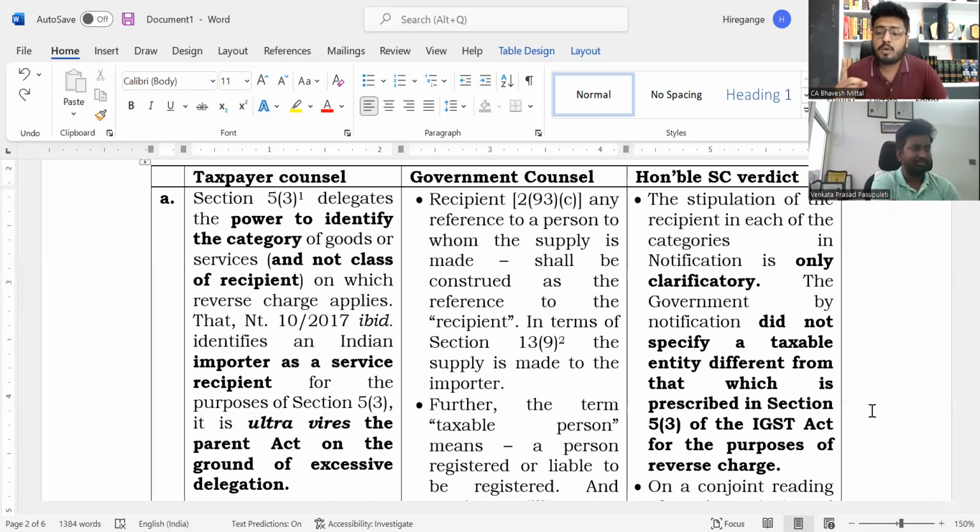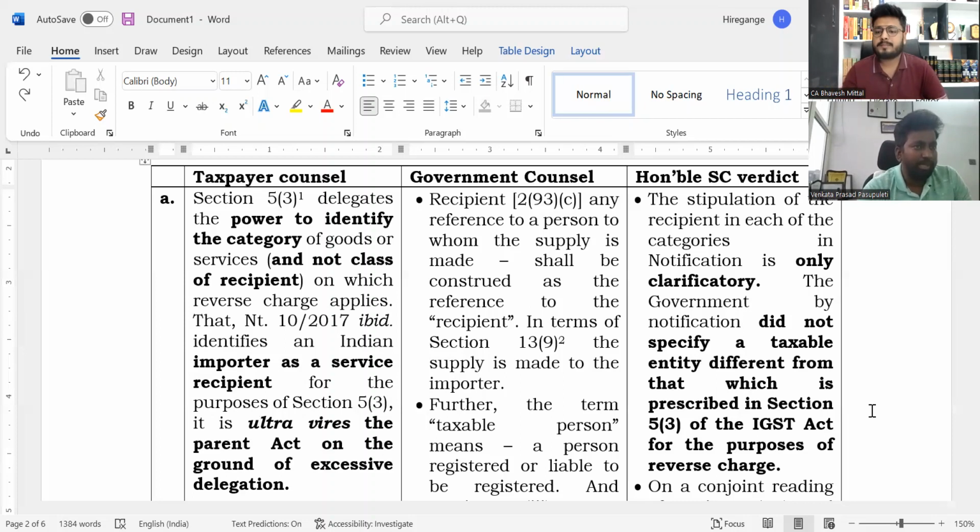The first and foremost argument of the taxpayer was that Section 5(3) of the IGST Act only allows specifying the category of services. When we see Section 5(3) reverse charge, it uses the words categories of services could be notified, and not the class of services of the recipient. So this was one of the prime arguments, and therefore Notification 10/17 is ultra vires. This was the first argument placed. So Mr. Venkat, for the government counsel, how did they defend this argument?